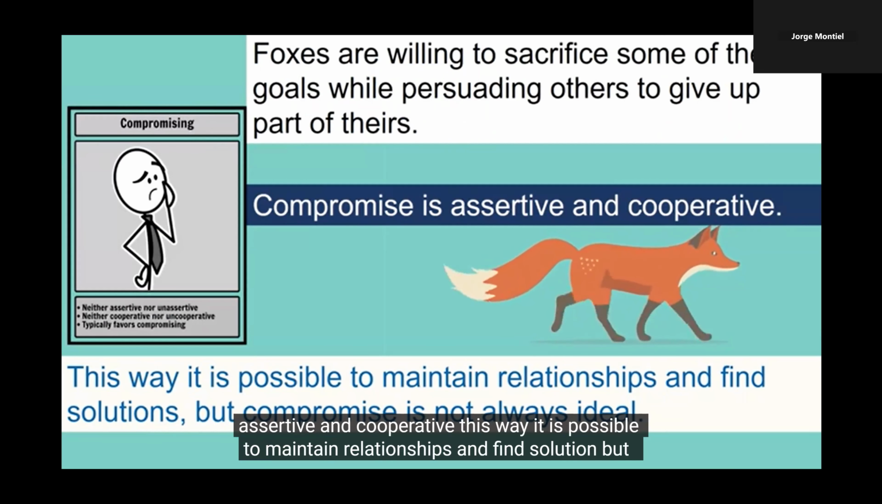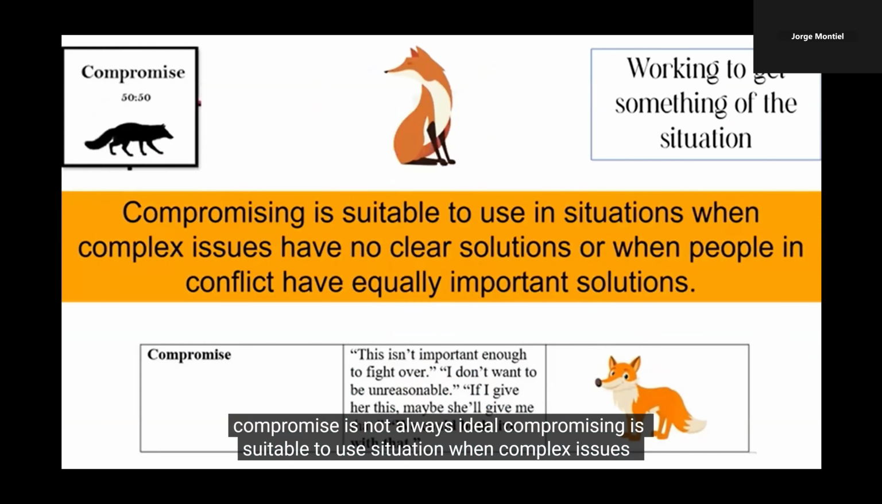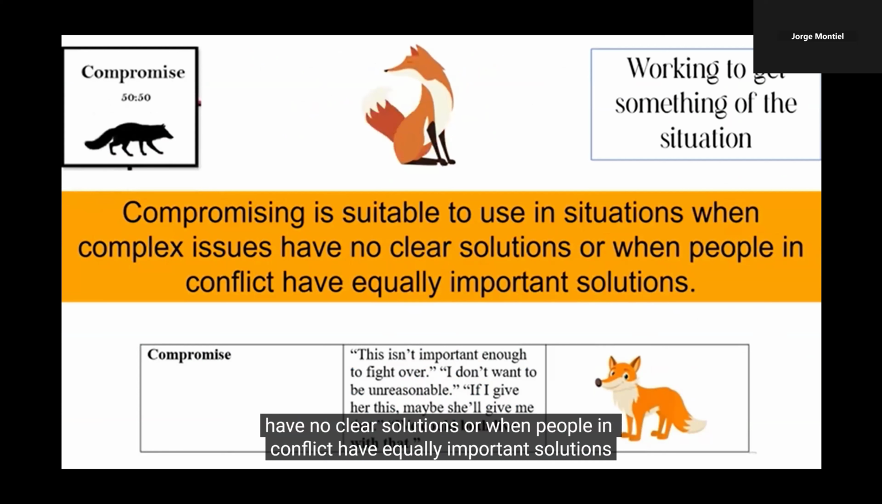Compromise is assertive and cooperative. This way it is possible to maintain relationships and find solutions, but compromise is not always ideal. Compromising is suitable in situations when complex issues have no clear solutions or when people in conflict have equally important solutions.